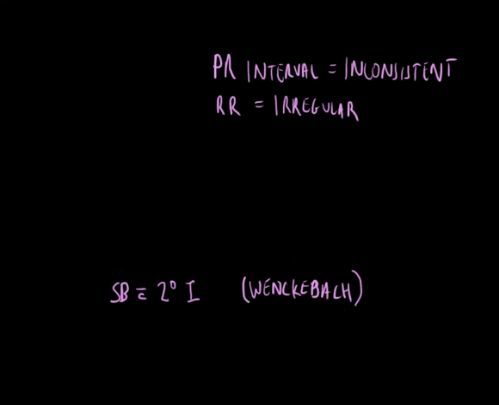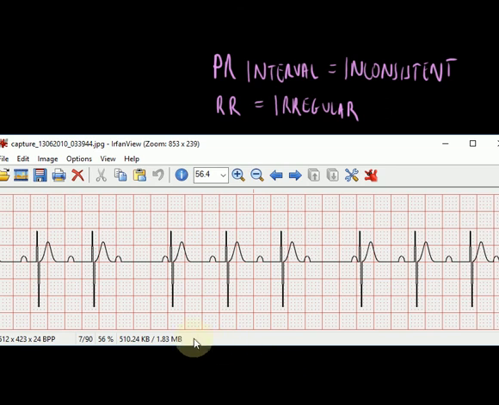But in order to be diligent here, let's confirm that. So if I look, there's a PR interval, it gets longer, and there's a dropped beat. I've got a P wave without a QRS. Now it goes back to a really short PR interval, then a little longer, then a little longer, then we dropped a beat. Then we're back to short again. Little longer, little longer. We've just confirmed this is Wenckebach.